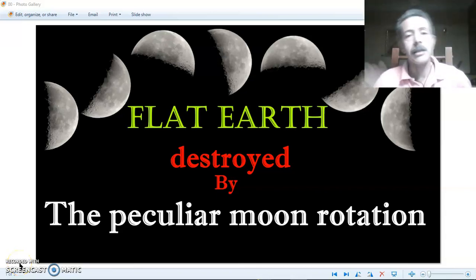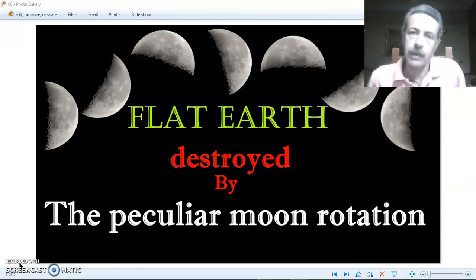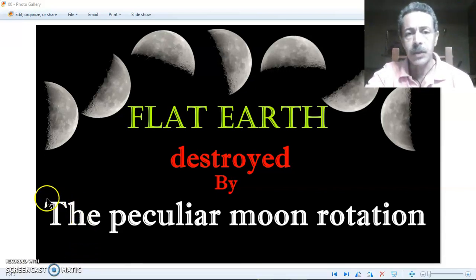Hello, this is the second and final part of the moon rotation, moon phase rotation, and how it destroys the flat Earth. I will not keep you long. I will play the video, but I just want to stress something: when I say it destroys the flat Earth, it actually annihilates any possibility for any model other than the heliocentric model.